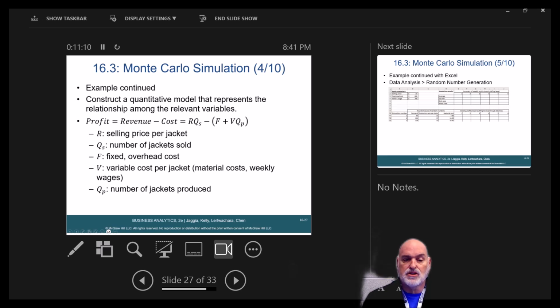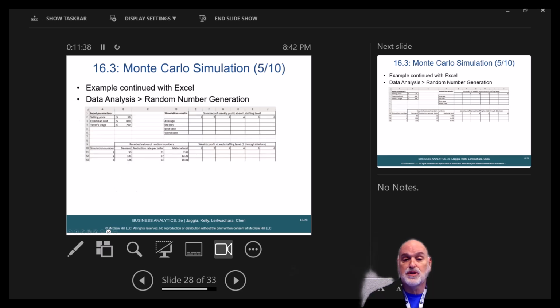Example continued: construct a quantitative model that represents the relationship among the relevant variables. So profit equals revenue minus cost, equal to RQs minus (F plus VQp), where R is the selling price of the jacket, Qs is the number of jackets sold, F is the fixed overhead cost, V is the variable cost per jacket, and Qp is the number of jackets produced.